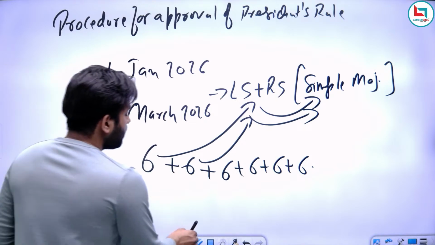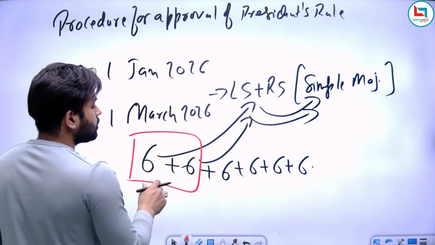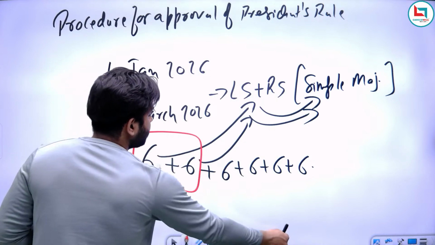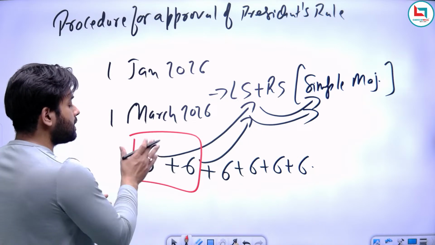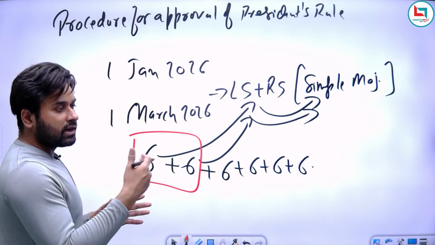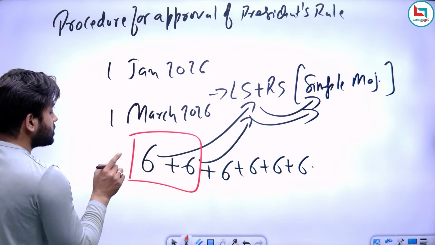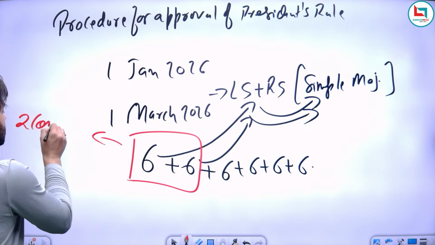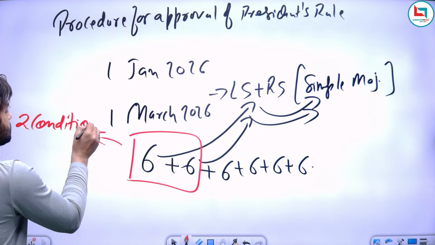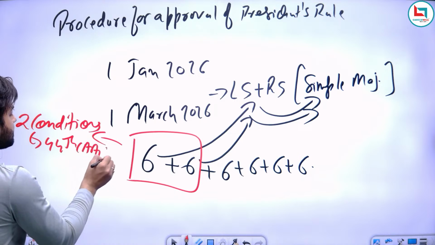But remember, when Morarji Desai came to power, he added 2 conditions which should be followed once the President's rule completes 1 year. So after the completion of 1 year of President's rule in a state, the government is required to satisfy these 2 conditions. These two conditions were added by the 44th Constitutional Amendment Act 1978.